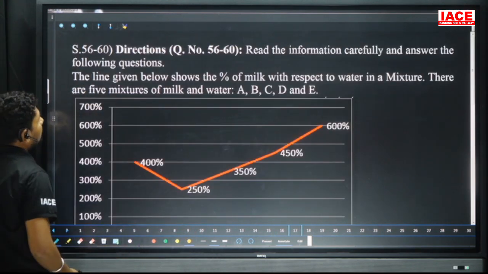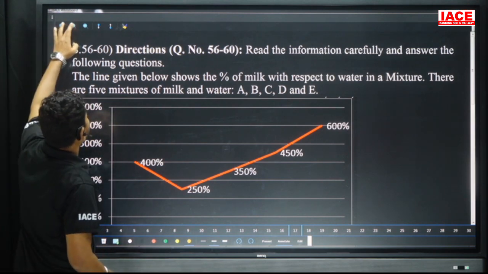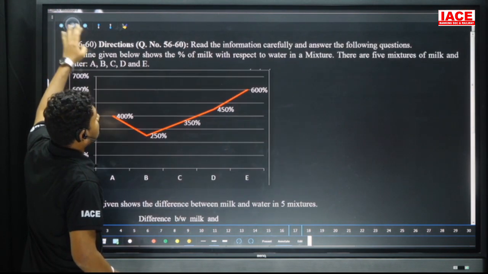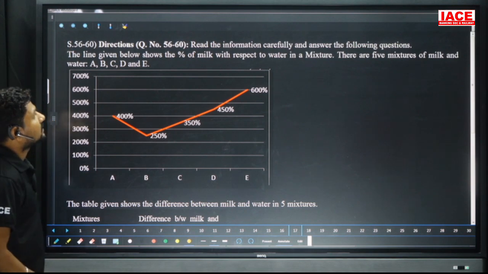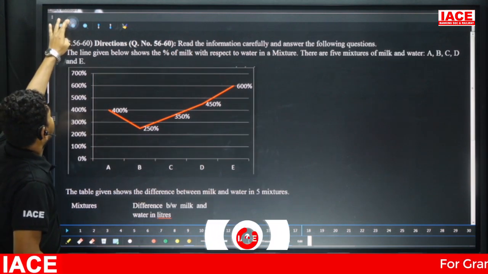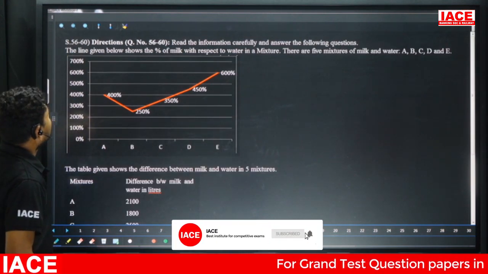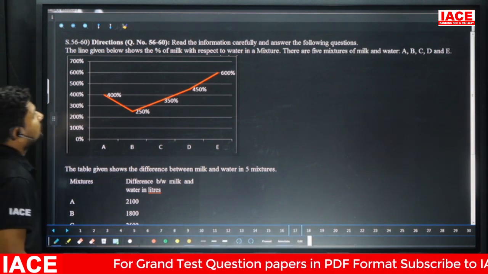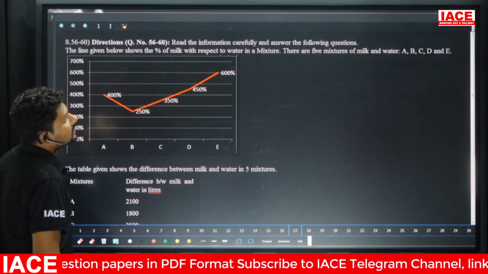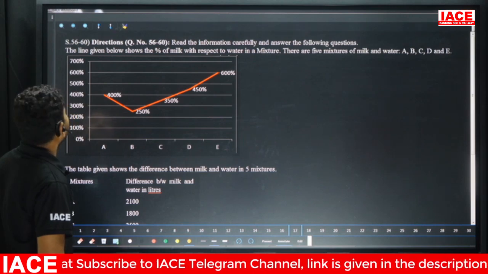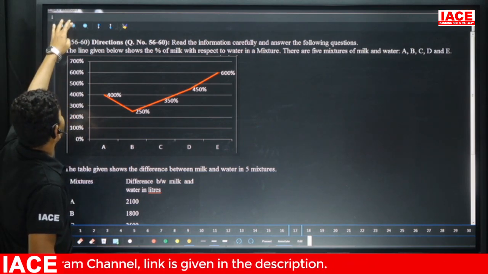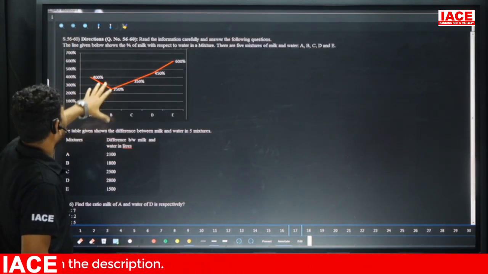Next we have a data. Based on this data we have to calculate a question. So read the information carefully and answer the following questions. The line graph given below shows the percentage of milk with respect to water in a mixture. There are 5 mixtures of milk and water: A, B, C, D and E. So we have a table, and this table and this graph.